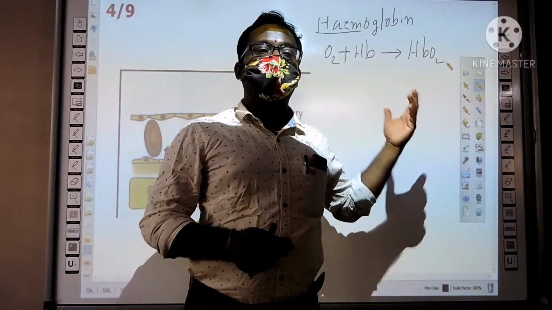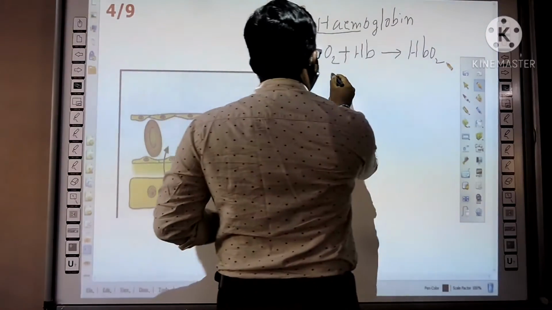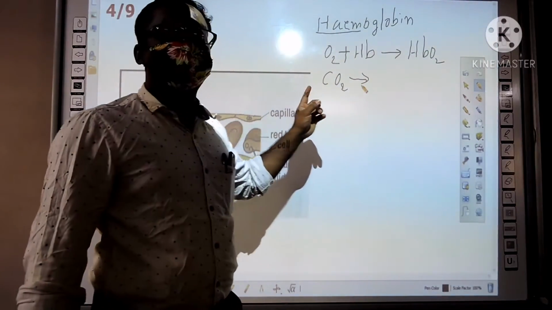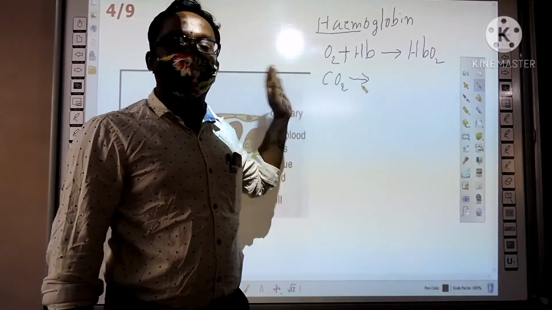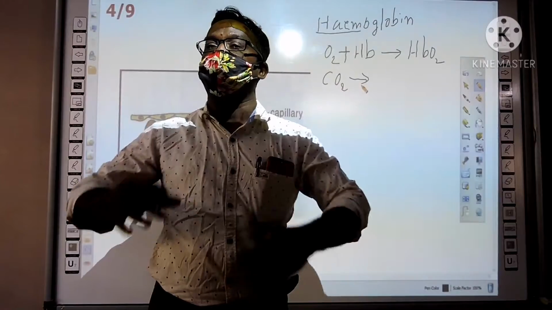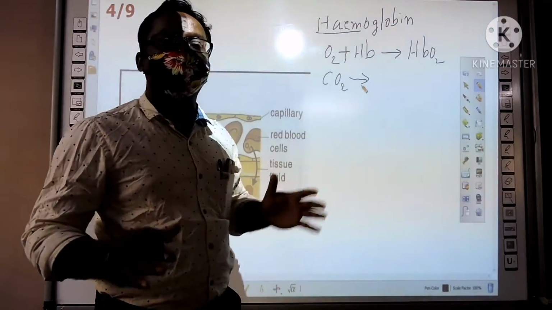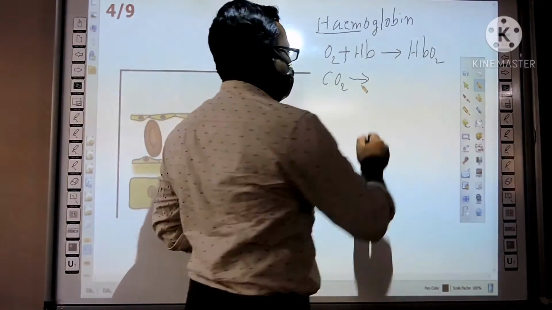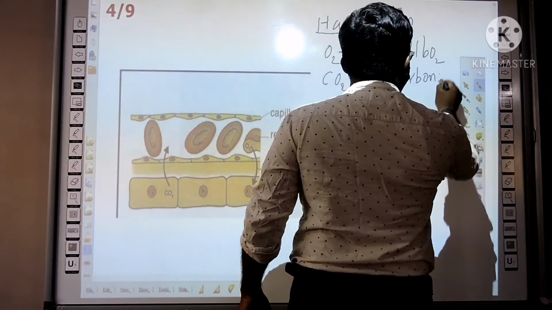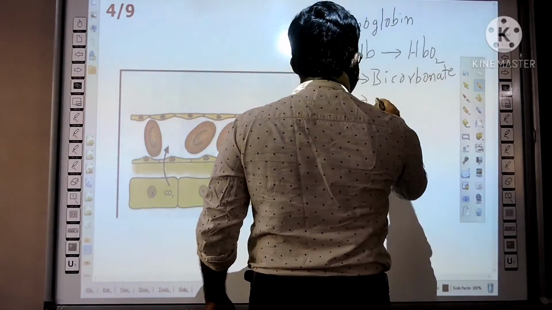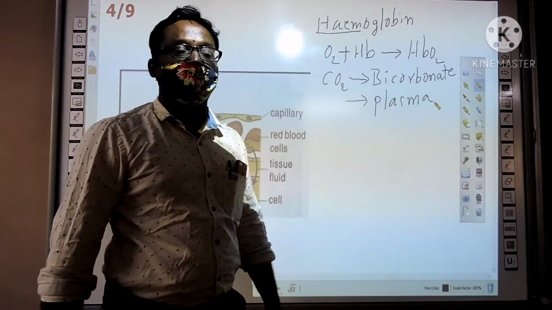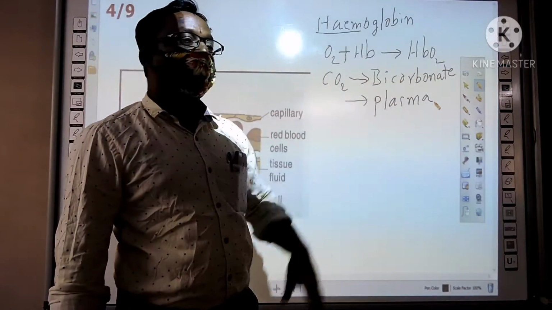What about other gases? Carbon dioxide. The carbon dioxide is transported from tissues to lungs, but not like oxygen. Carbon dioxide cannot combine with hemoglobin easily. Mostly it is transported in the form of bicarbonates. Bicarbonate. And some amount is dissolved in the plasma of the blood. Plasma is the fluid part of the blood. So some part is dissolved in plasma.